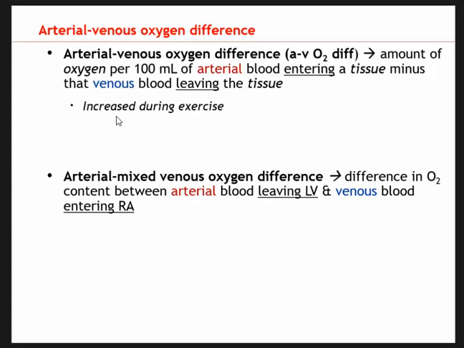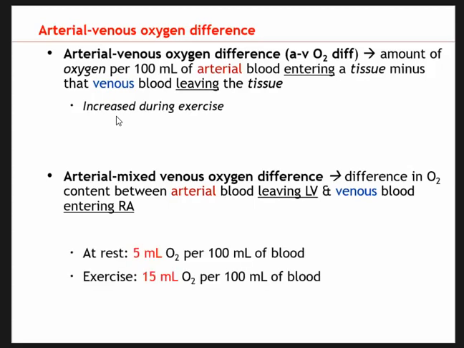So let's get some numbers here. So at rest, AVO2 difference is about 5 milliliters per 100 milliliters of blood. So these values here are kind of referring to this top definition. So at rest, basically saying that the difference between oxygen content in the arterial blood and the venous blood is only about 5 milliliters. That's the difference. That's not very big, but it increases by about 3 times once we start exercising, meaning our muscles need about 3 times more or greater amount of oxygen.